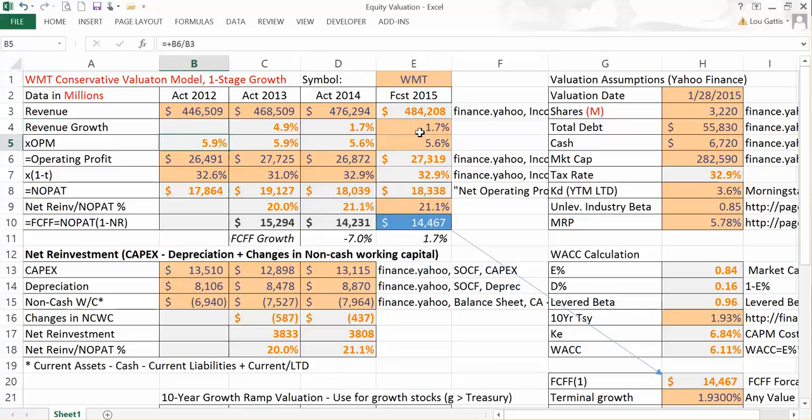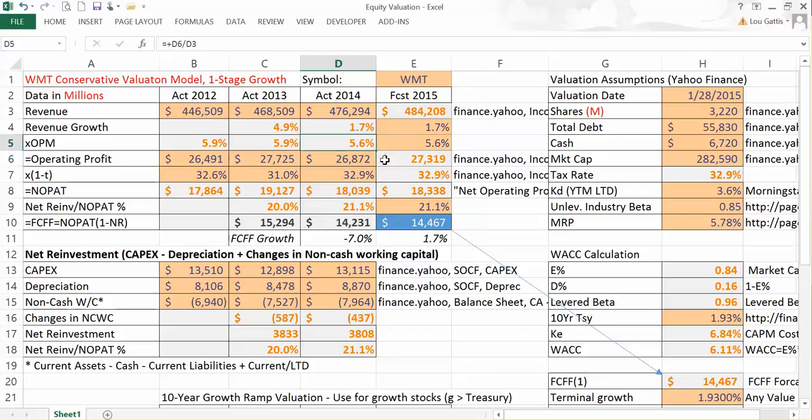Now I make a calculation here, the operating profit margin. Historically, I just look at it as a ratio. So in 2013, they made 27 billion divided by 468 billion. So about 5.6% of their revenue winds up as profits. All right, so the rest would be cost of goods sold and administration.